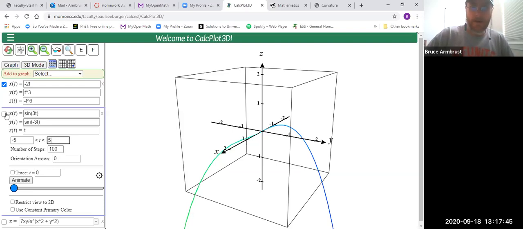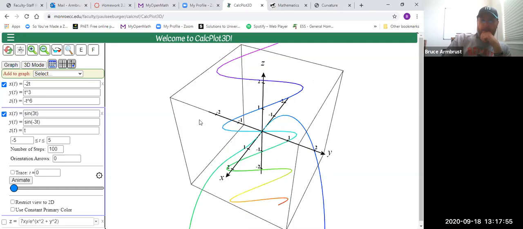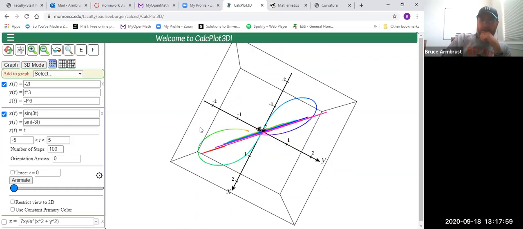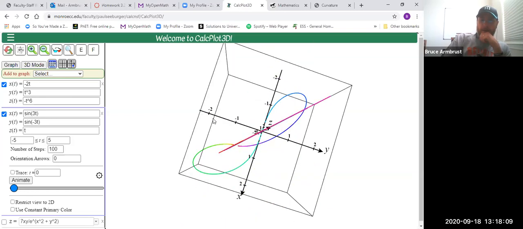Turn that on. All right, so that one looks very much like a helix. If I rotate things around, it's not exactly a helix. Notice how that second one just does a sine, back and forth, up and down.